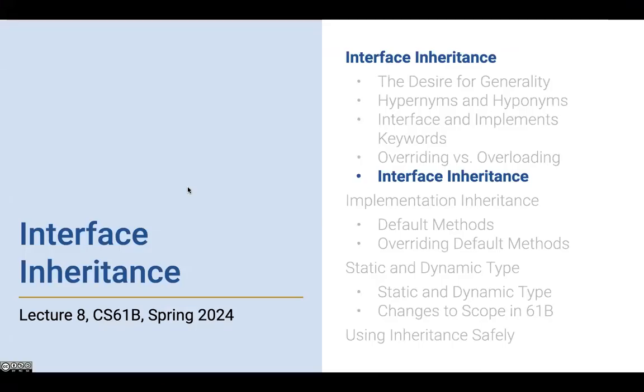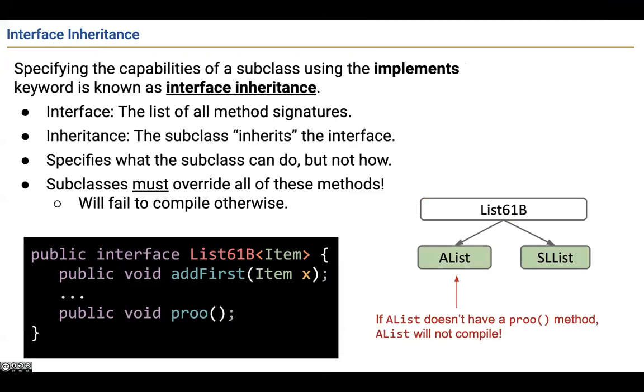Cool. So, OK. All this stuff that we did has another fancy name. When we specified this generic type, or the more general type list61b, then we implemented it with these two specific lists. That's called interface inheritance. So to break down the term a bit, the word interface, that is the list of all the things that my list has to be able to do. All lists have to be able to add first, add last, whatever.